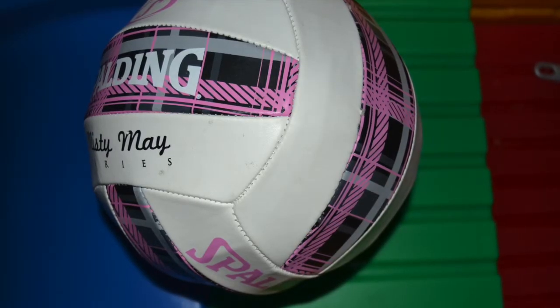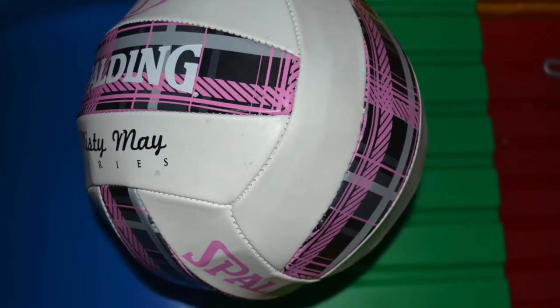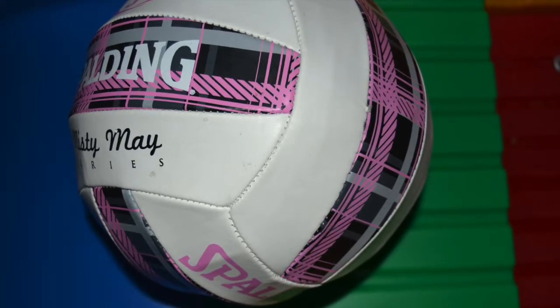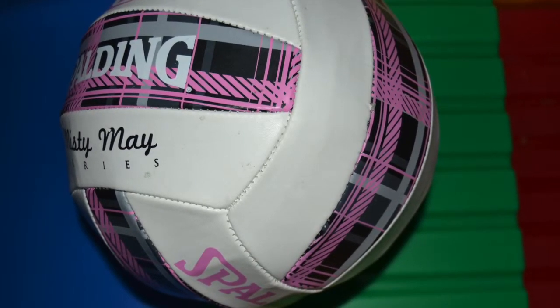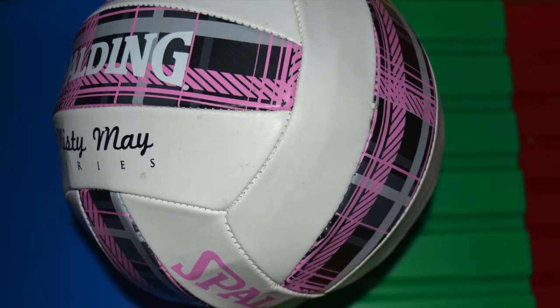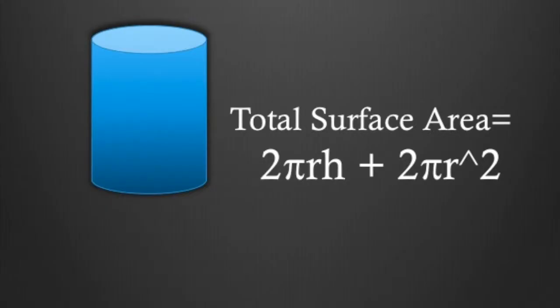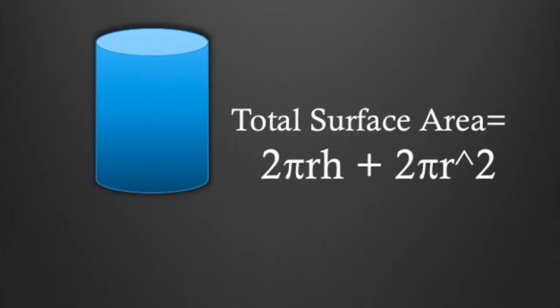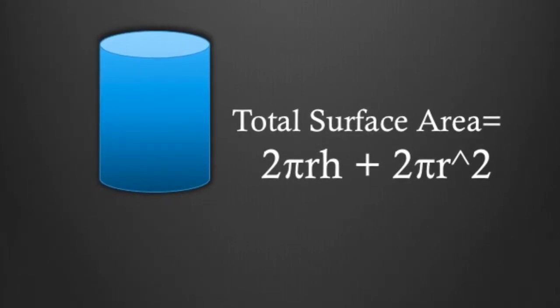How much material would we need to make this volleyball? Well, there's nothing on the inside of the volleyball, therefore we would just need the total surface area of our ball. To find total surface area of a cylinder, we use 2 pi RH plus 2 pi r squared.